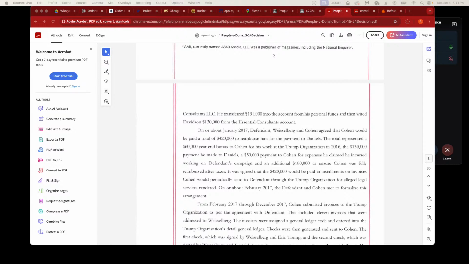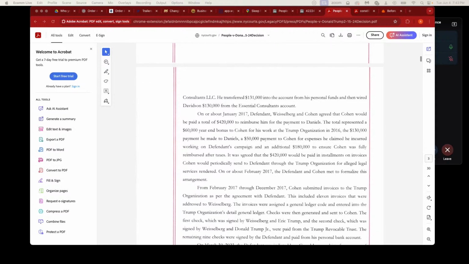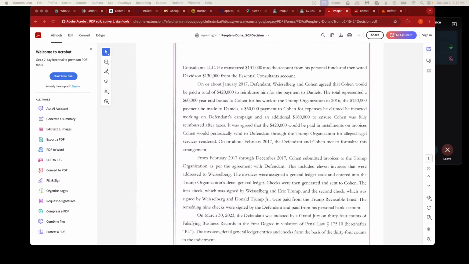The total represented a 60,000 bonus to Cohen for his work at the Trump Organization in 2016, the 130,000 payment he made to Daniels, a 50,000 payment to Cohen for expenses he claimed he incurred working on defendant's campaign, and an additional 180,000 to ensure Cohen was fully reimbursed after taxes. It was agreed that the 420,000 would be paid in installments on invoices Cohen would periodically send to defendant through the Trump Organization for alleged legal services rendered.